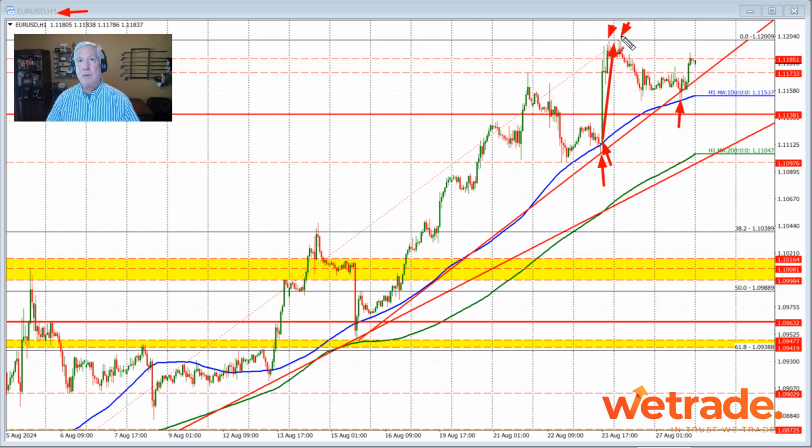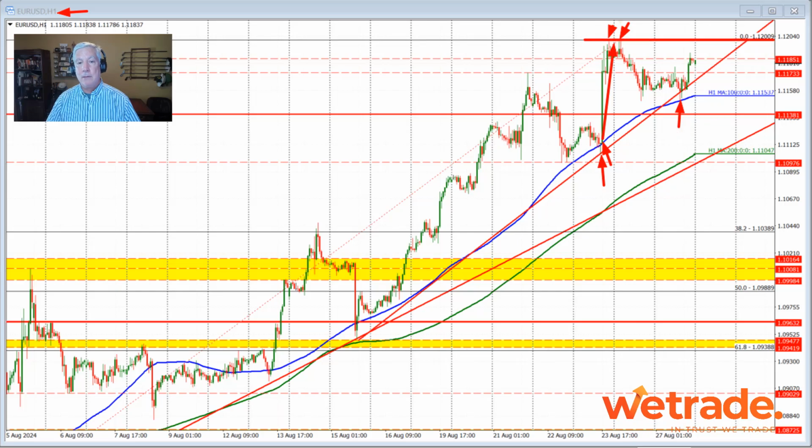We did have a double top up here at the 1.1200, a nice round number to have a double top, and that level is still going to remain resistance in the new trading day. So be aware of that level. If we break above that level, that would be more bullish, of course, for this pair.